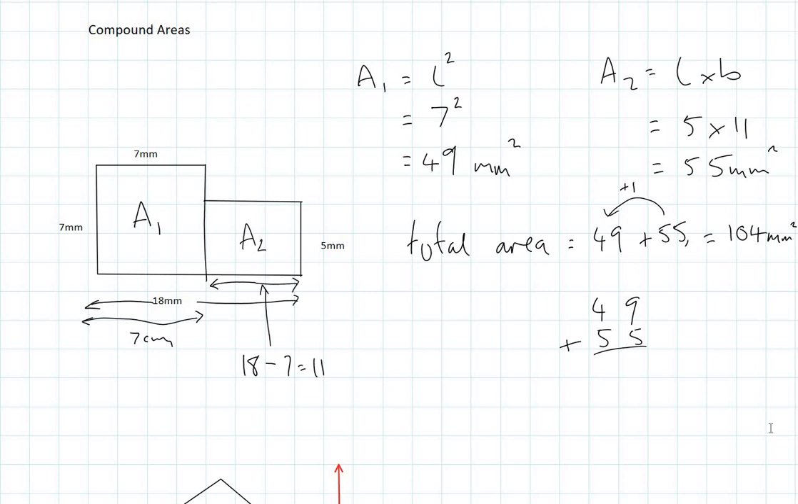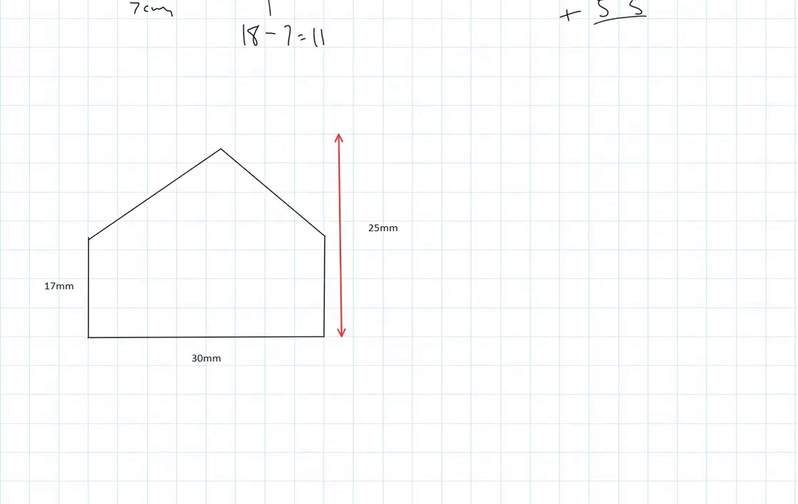Okay, let's try another one. Let's try one that's a rectangle and a triangle. So here I've got this house shape. I've got a rectangle on the bottom and then a triangle at the top. Area 1 and area 2.